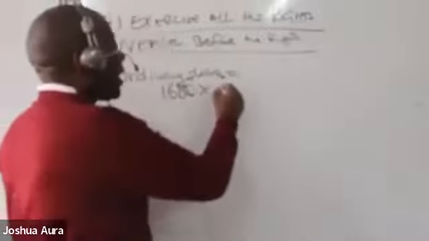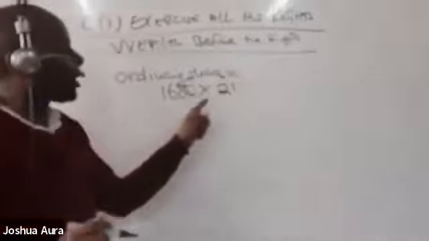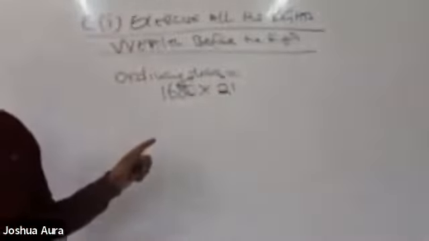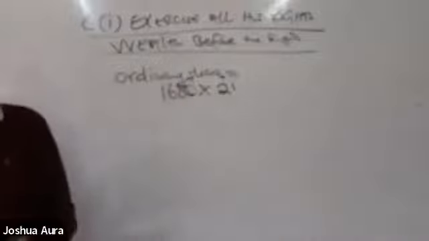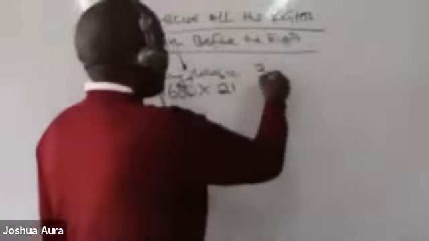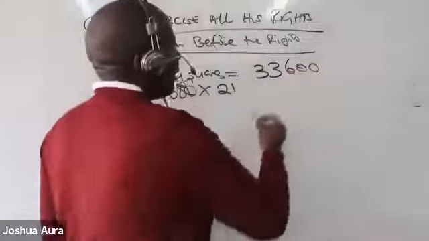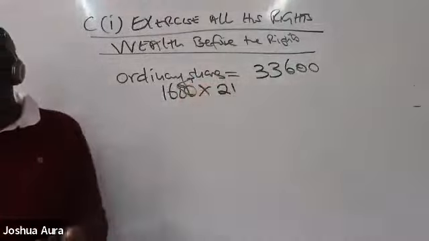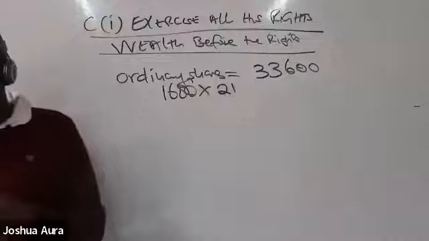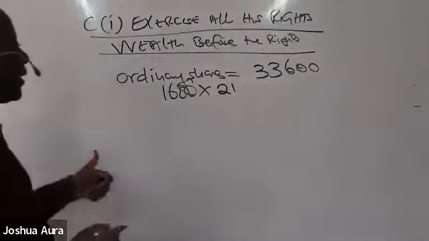Now, in this case, these shares are worth how much here, somebody? 21. So what is 1,600 times 21? Somebody give me a figure. 33,600. Is that okay? Online guys, are they able to see my board, really? Thank you. When they mention like that, that's very good.